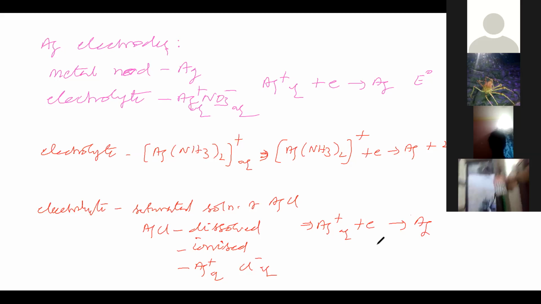Now we are going for the question. In the question, how they have asked the electrode potential, that we will see. In the question, what is the given data? One data is given: the dissociation constant of the complex is 6 into 10 power minus 14. That is one given data. Dissociation constant of the complex is given.